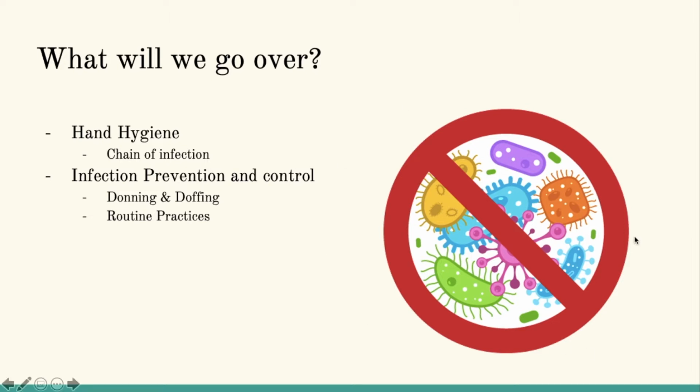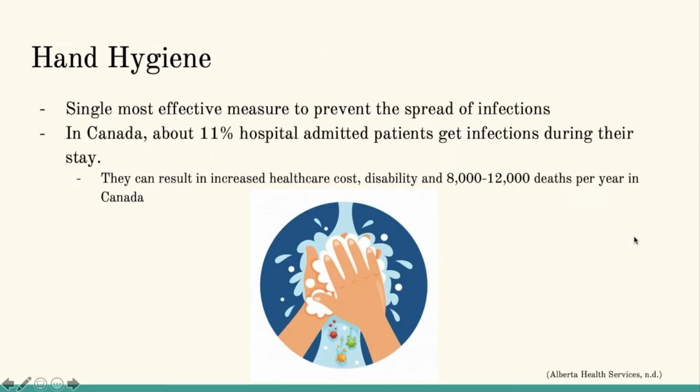So here we go. The first topic, hand hygiene. A little bit about it. It's the single most effective measure to prevent the spread of infections. In Canada, about 11% of hospital-admitted patients get infections during their stay, and this can result in increased healthcare costs, disability, and around 8,000 to 12,000 deaths per year in Canada. So hand hygiene is a pretty simple little act that does a lot in preventing the spread of nosocomial infections. Something we all can do and has a big impact.